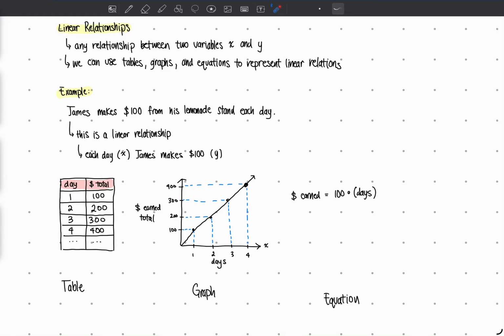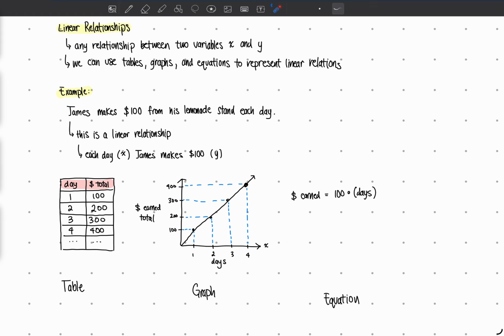Okay, so we'll get into linear relationships. So what are linear relationships? Linear relationships are any relationship between the two variables x and y. And we can use this relationship to make tables, graphs, and equations to represent linear relations.